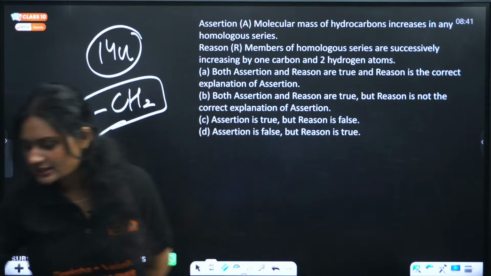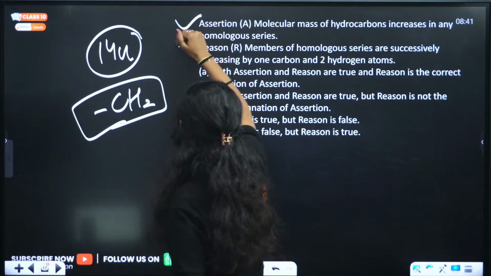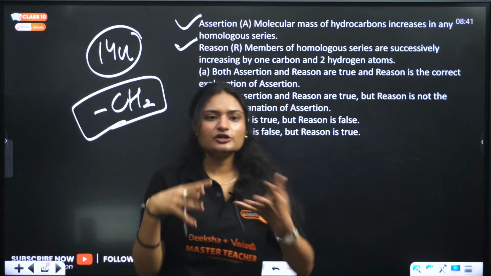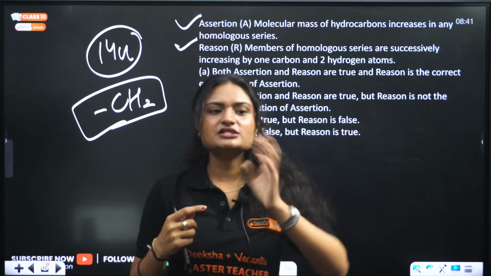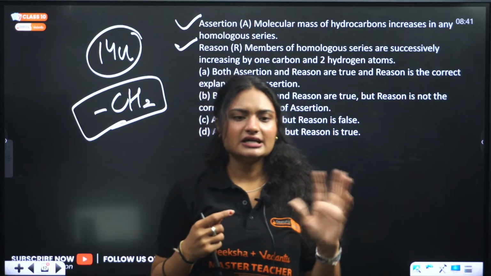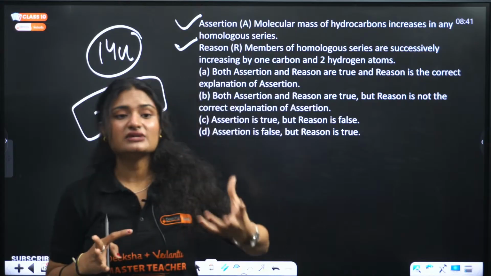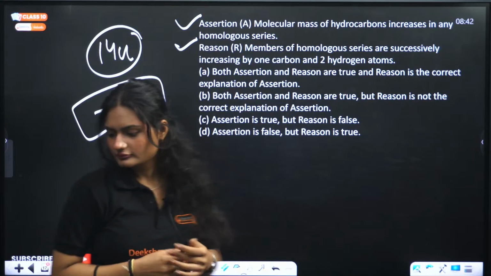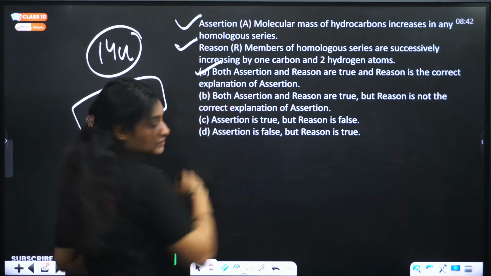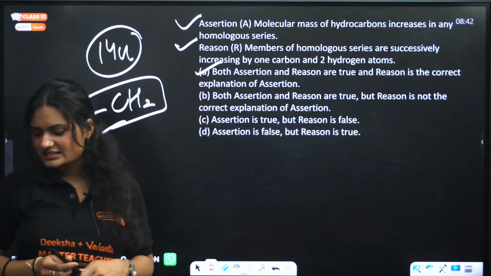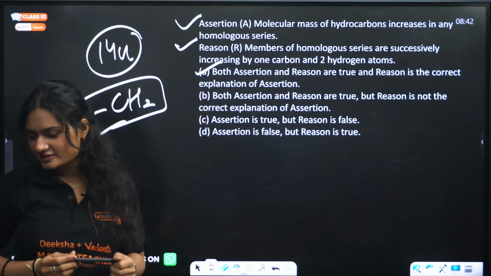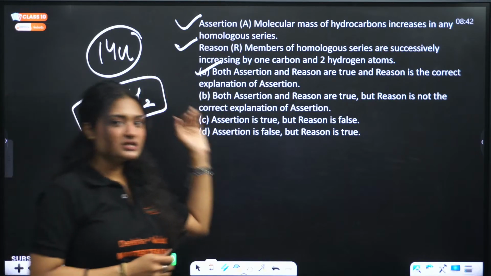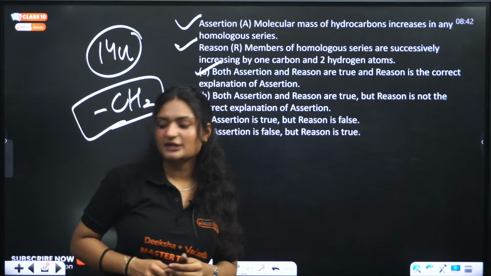Yes, that is correct. So the assertion is true, the reason is also true, and the reason is the correct explanation of the assertion. The molecular mass increases. Why does it increase? Because each successive member differs by a CH2 unit, that is 14 atomic mass units, and because of that the molecular mass is increasing. Okay? So the correct answer is option A. Why C? The correct answer is option A, because the assertion is true, the reason is also true, and the reason is the correct explanation of the assertion.